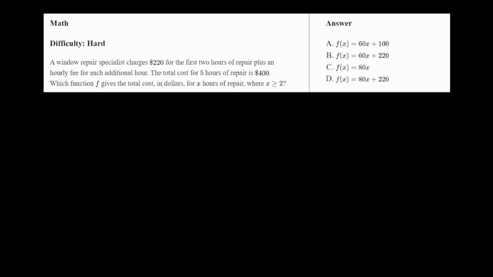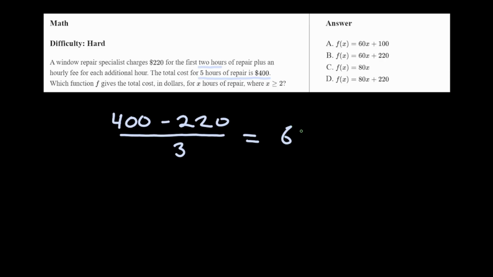Our second question says, a window repair specialist charges $220 for the first 2 hours of repair, plus an hourly fee for each additional hour. The total cost for 5 hours of repair is $400. Which function f gives the total cost in dollars for x hours of repair where x is greater than or equal to 2? So we know that the first 2 hours is equal to $220, and the first 5 hours is $400. So therefore, if we subtract the two values, we have 3 hours left.